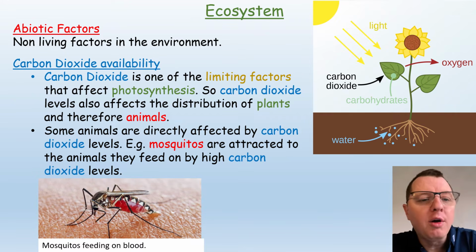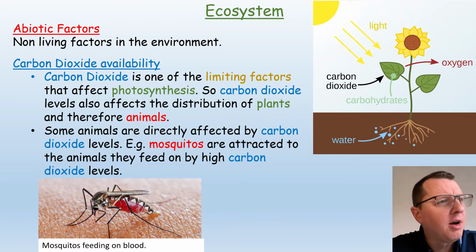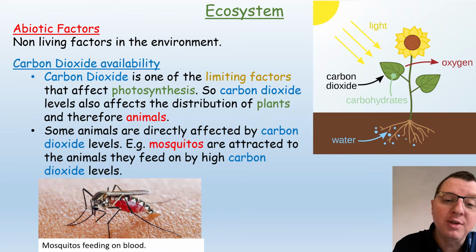The final one on our list is carbon dioxide availability. Again, it's an abiotic factor and it's a limiting factor affecting the rate of photosynthesis. So carbon dioxide levels will also affect the distribution of plants and therefore animals. Now, mostly the carbon dioxide level in our atmosphere is evenly distributed. However, there are some animals that are directly affected by carbon dioxide levels, like the mosquito.